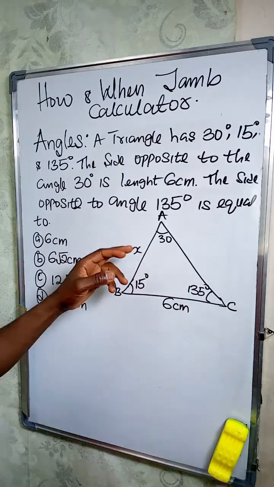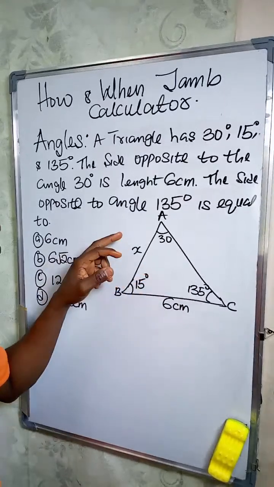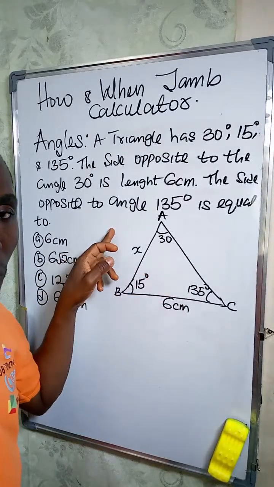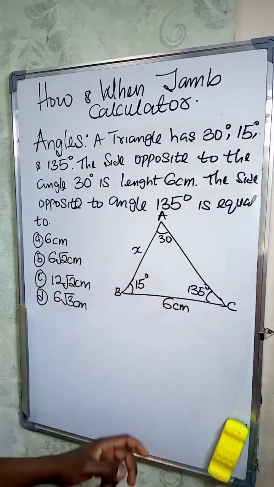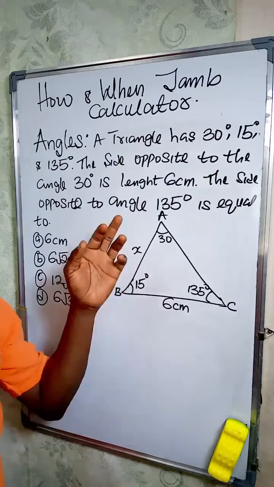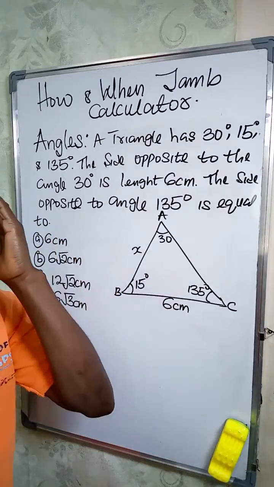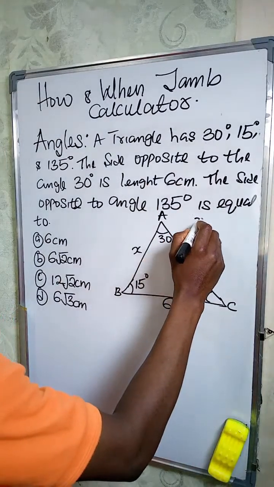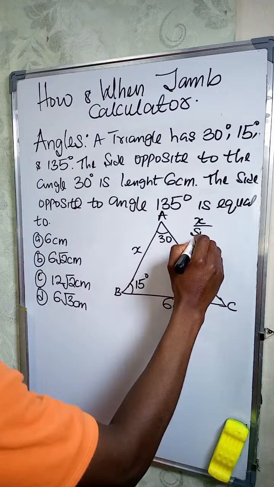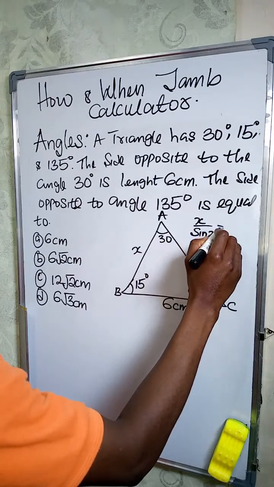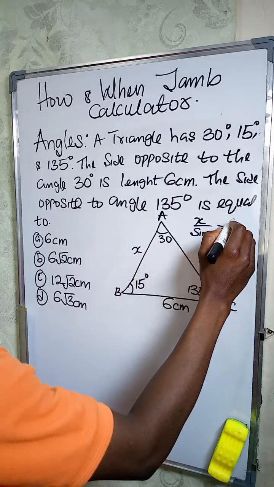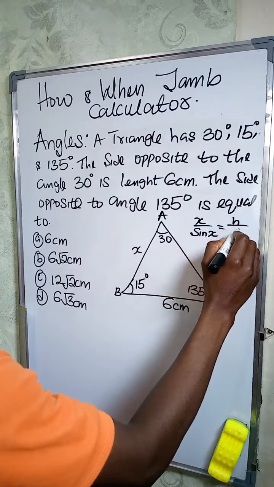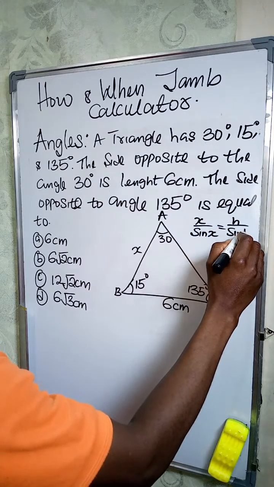So they give us 3 angles complete, one side, and one side we are looking for. So how you go take answer this question? Once you see this question, make your mind just go straight to sine rule. Remember say sine rule na the side divided by sine of x equal to the other side, which can be h, divided by the sine of what?